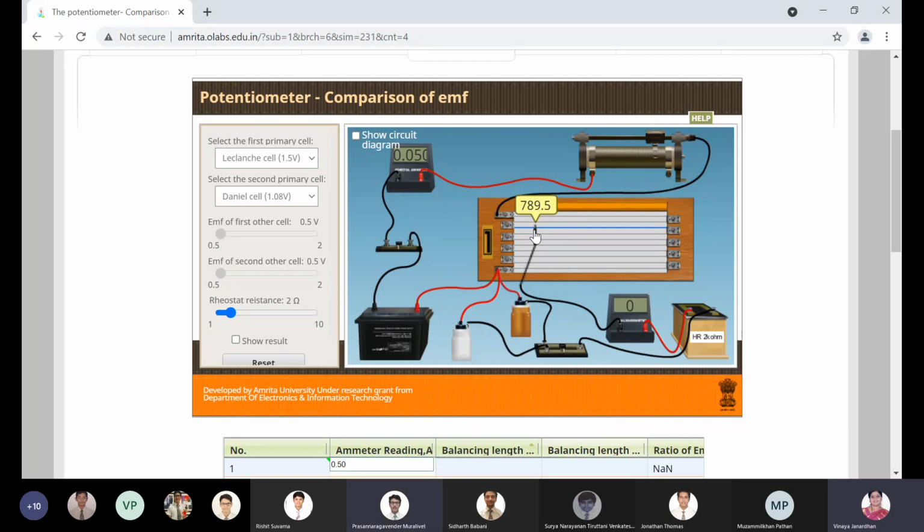Boys, is that clear? Yes, ma'am. I got the same. Right, the balancing length is 789.5 here. Now I'll go for the next one.